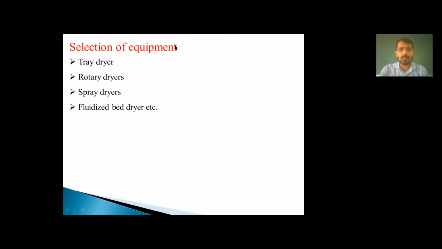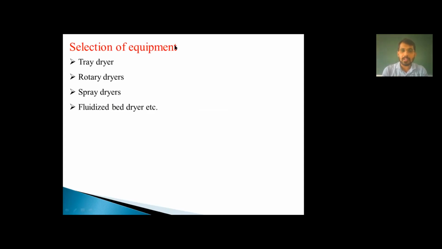Next, these are the selection of equipments. You have to write in the exam only the names of the equipment. So what are the equipment? Those dryers are tray dryer, rotary dryers, spray dryers, fluidized bed dryers. You have to write this list in your exam for the selection of equipment. There can be a question for 7 marks.